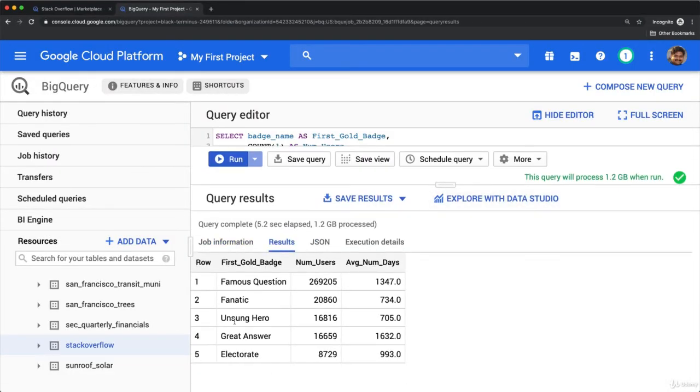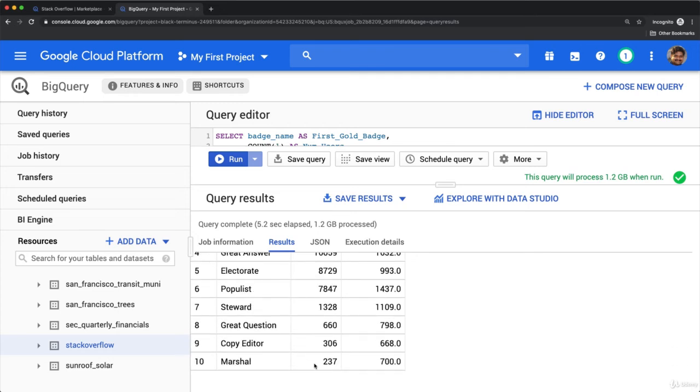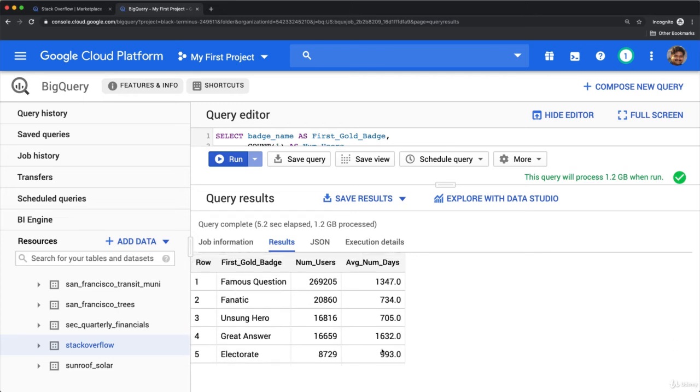In the next lecture, let me give you the big picture of the course and help you understand how this is structured and how to get the best out of the course.